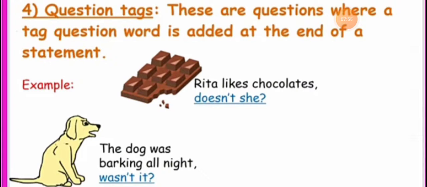What is the answer? Rita likes chocolates. The question is, does Rita like chocolate? Doesn't she? That is the question tag. Then another example: the dog was barking all night. Wasn't it? That is the question tag.